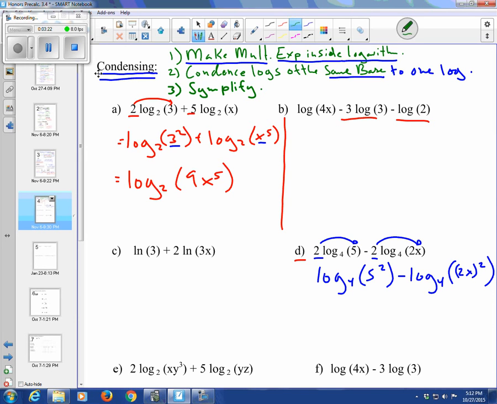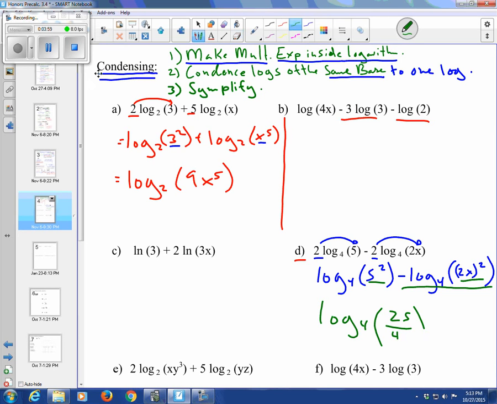Okay, so now the log base 4 of 2x squared is a negative logarithm, which means what's inside is going to be multiplied in the denominator, whereas log base 4 of 5 squared is a positive logarithm, so 5 is going to be multiplied in the numerator of our 1 log base 4. So we're going to have 5 squared, or 25, in the numerator, and then our 2x squared, or 4x squared, in the denominator. And that would be the condensing of that logarithmic expression.